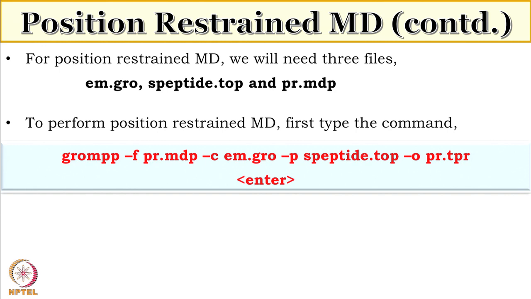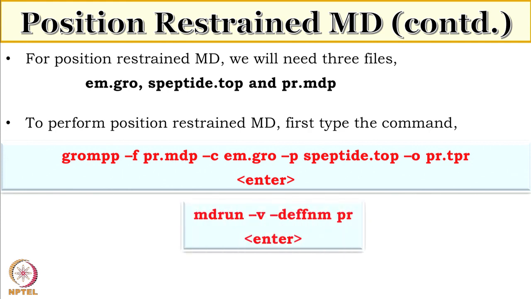And after you generate the TPR file, you have to run the TPR file using the command mdrun. So mdrun space minus v, then space minus deffnm space pr. The only output file that we require from position restraint MD is the GRO file, that is the pr.gro file. But many others will be created with pr as the starting.